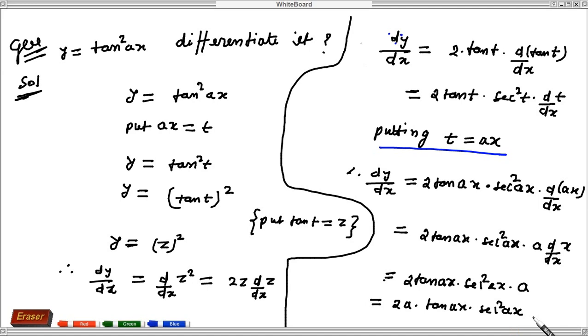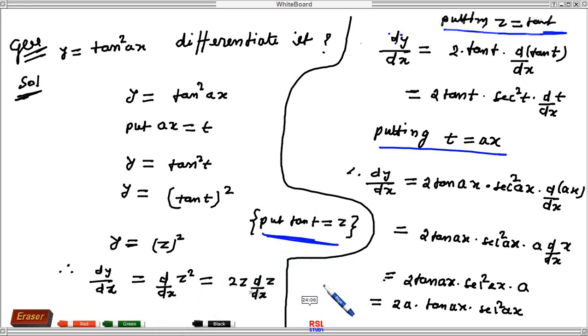So in this way we got the answer in terms of x. The three points are important: putting tan t equal to z, z equal to tan t, and again putting t equal to ax. So our final answer will come in terms of x. Now this putting we have done so that we could make the differentiation easily. That's why we have made such types of substitutions.